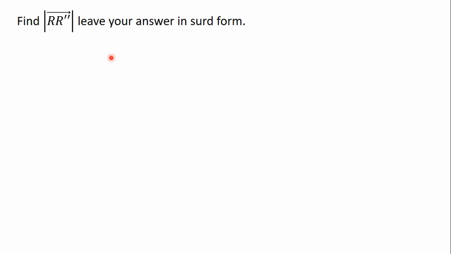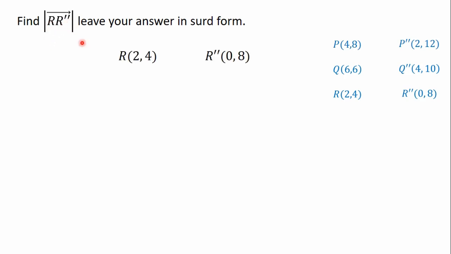Before we can find the magnitude of a vector, we first have to find the vector. And to find the vector, we will need the coordinates of the point R and the coordinates of the point R double prime. These are the coordinates of the points P, Q, R. And these are the coordinates of the points P double prime, Q double prime, R double prime. From here, we can get the coordinates of the point R and the point R double prime. The coordinates of the point R are (2, 4), and the coordinates of the point R double prime are (0, 8). We now have the coordinates of the 2 points forming the vector.